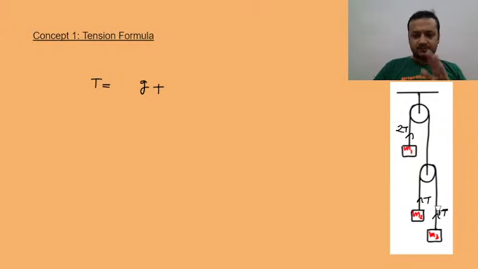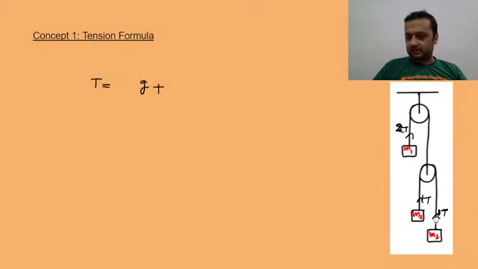Give me 2 or 3 questions, then you will be able to understand. Here the coefficient of tension is 1, here also 1, and here it is 2. What do I mean by coefficient? The number just beside the tension. That means here it is 2, here it is 1, and here also it is 1.